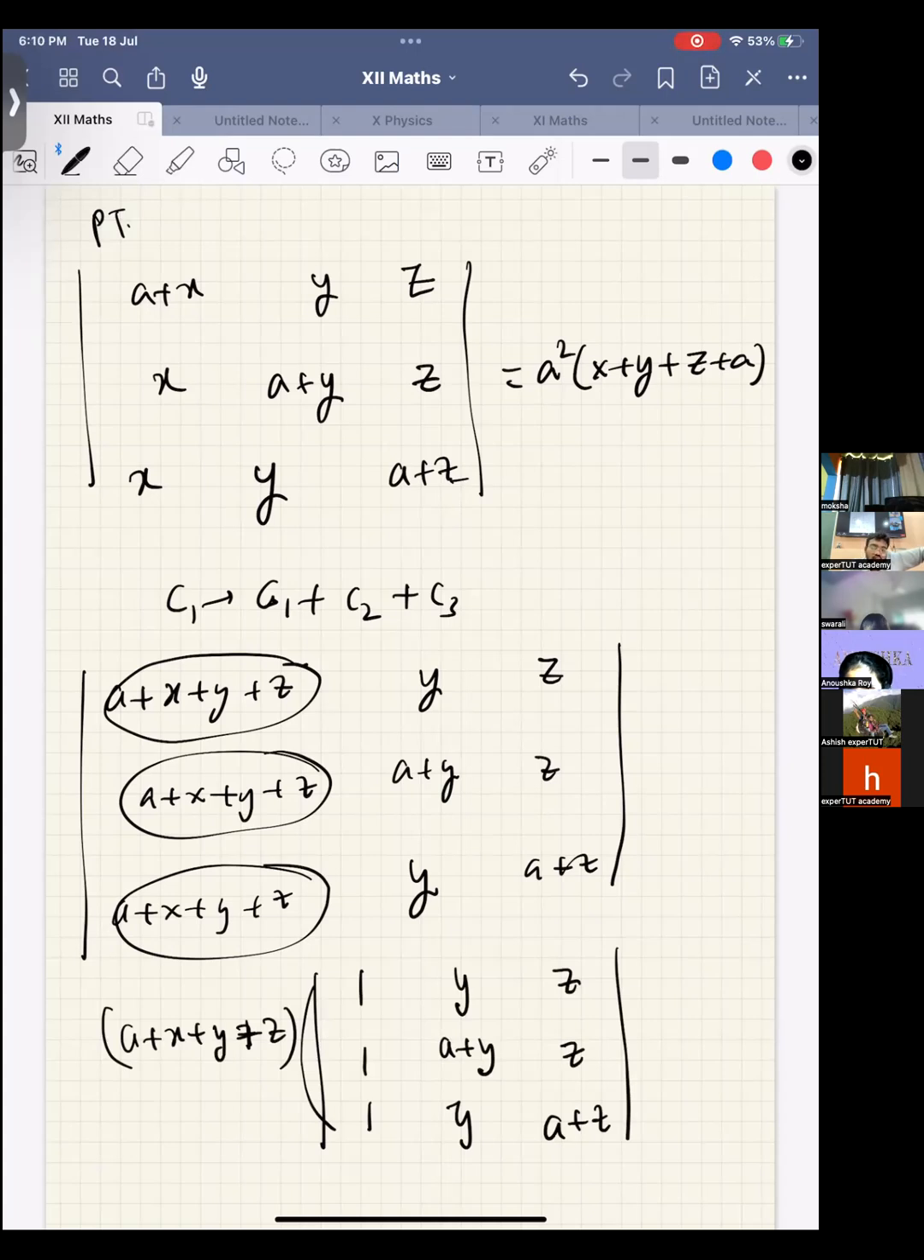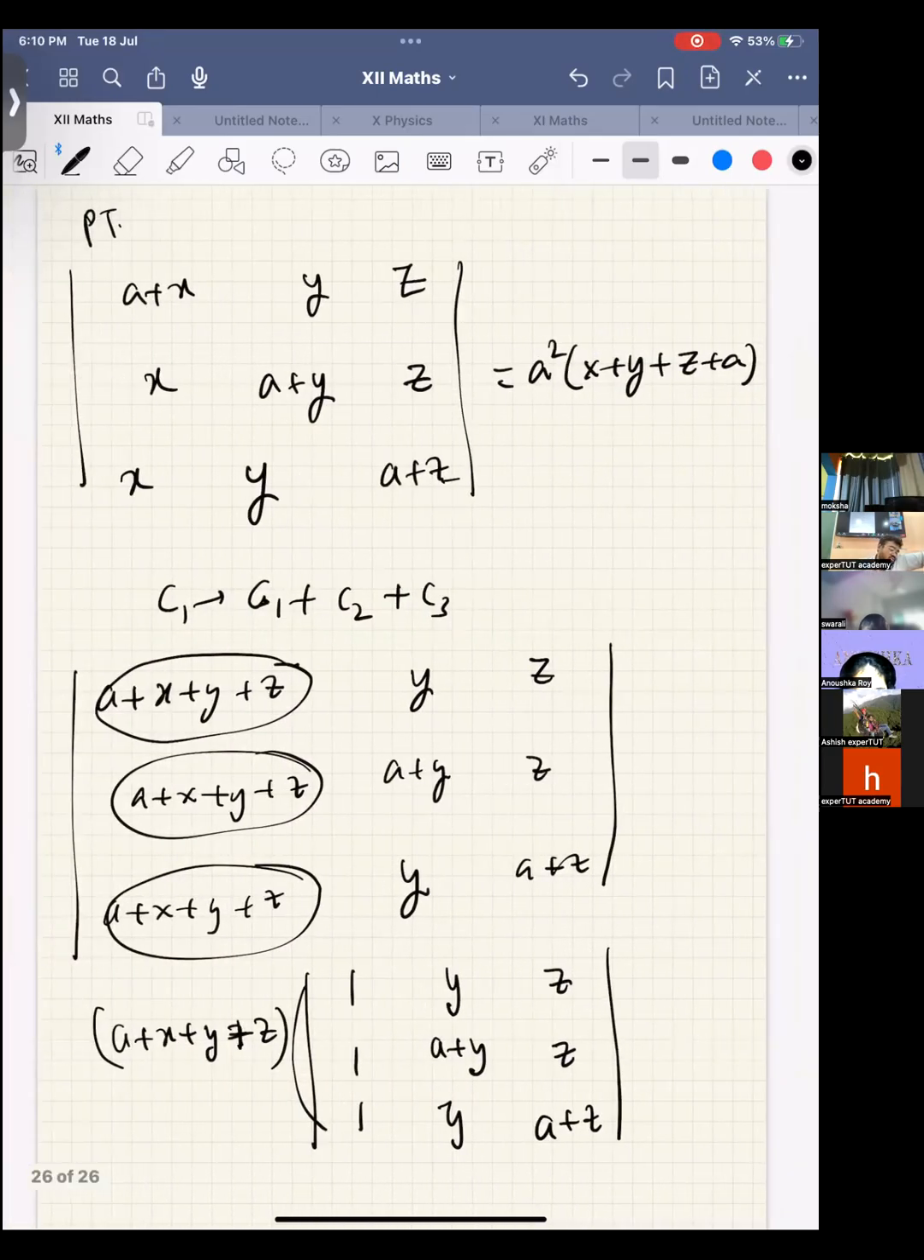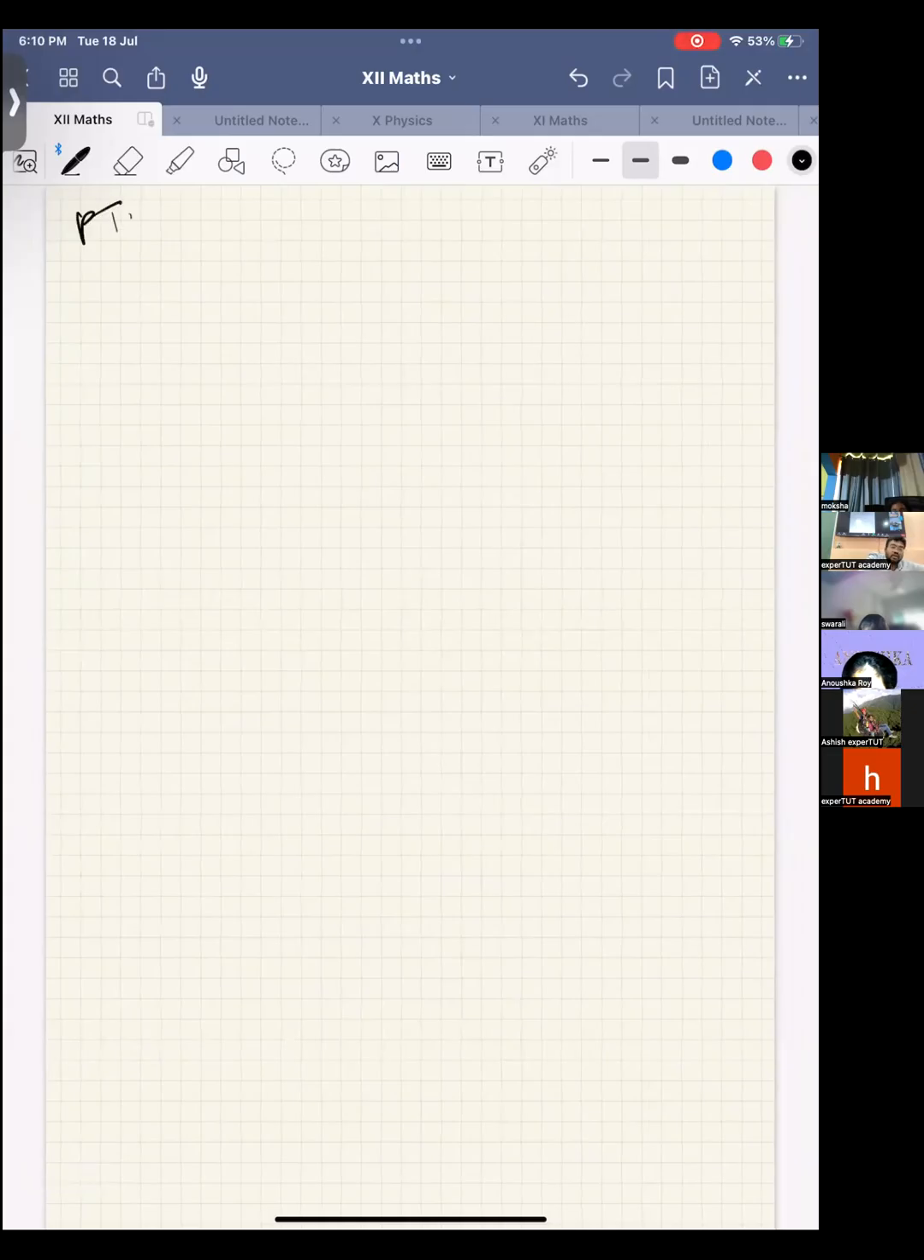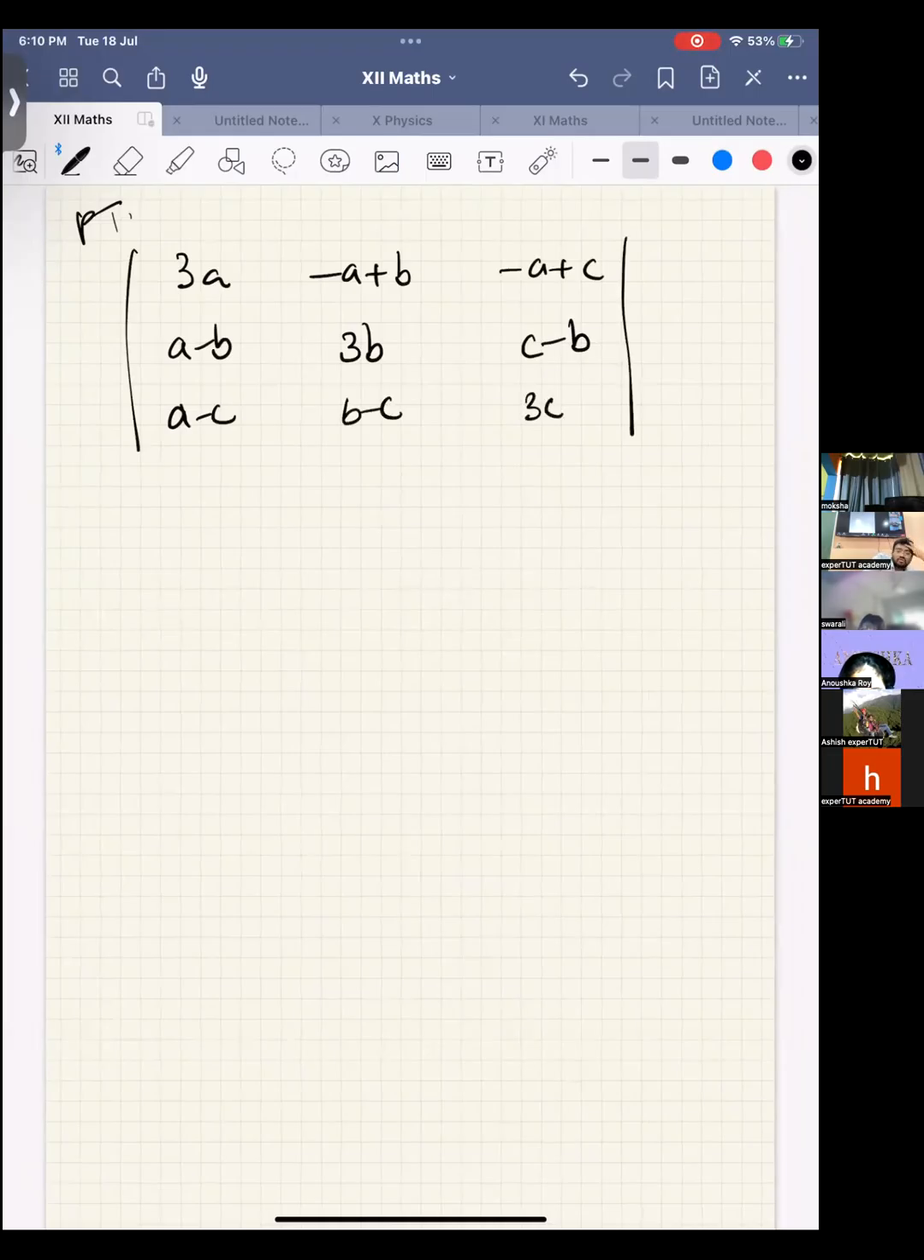Okay. Now हो गया? Yes. Next. Prove that 3a, minus a plus b, minus a plus c; a minus b, 3b, c minus b; a minus c, b minus c, and 3c. इसमें you have to show that this is equal to 3 times of a plus b plus c, ab plus bc plus ca.